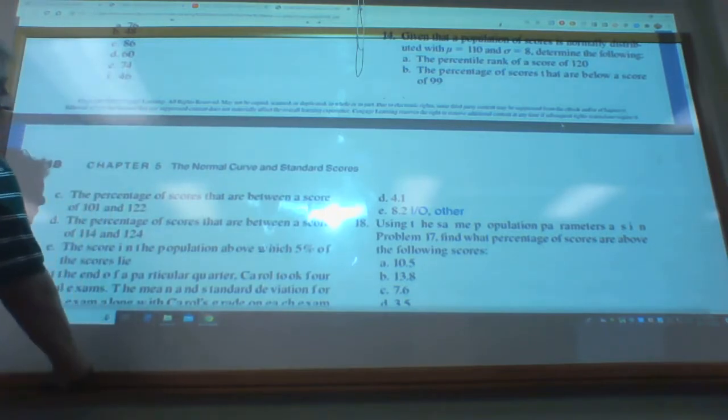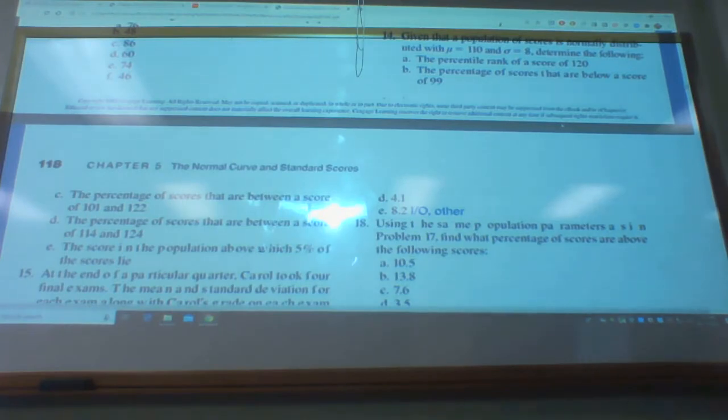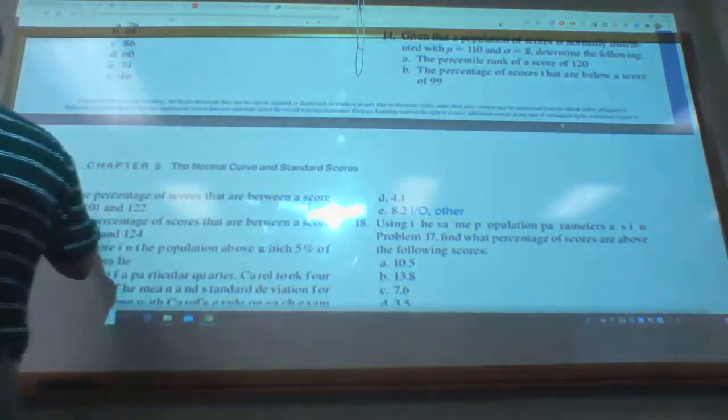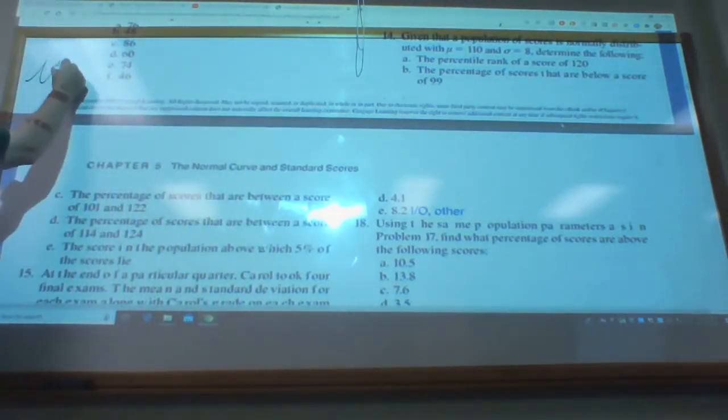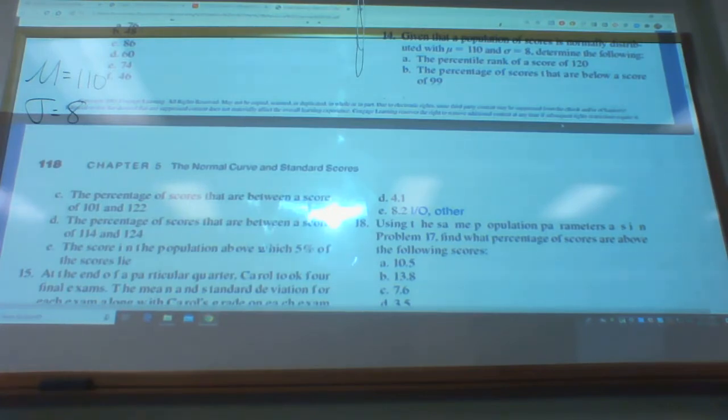Problem 14 says this. Given a population of scores that is normally distributed with mu equals 110 and sigma equals 8. Okay, so what is the basic information you need to solve any z-score problem? First thing you need is mu, that's 110. Then you need sigma, that's 8. You're halfway done. Determine the following.